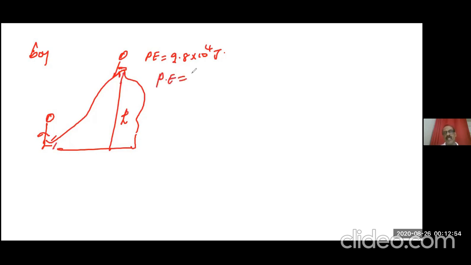So potential energy is equal to mgh. 9.8 into 10 to the 4, that's the change in potential energy. Mass of the boy, how much? 40. 9.8 into h. We can find out h. So h is equal to 250 meter.